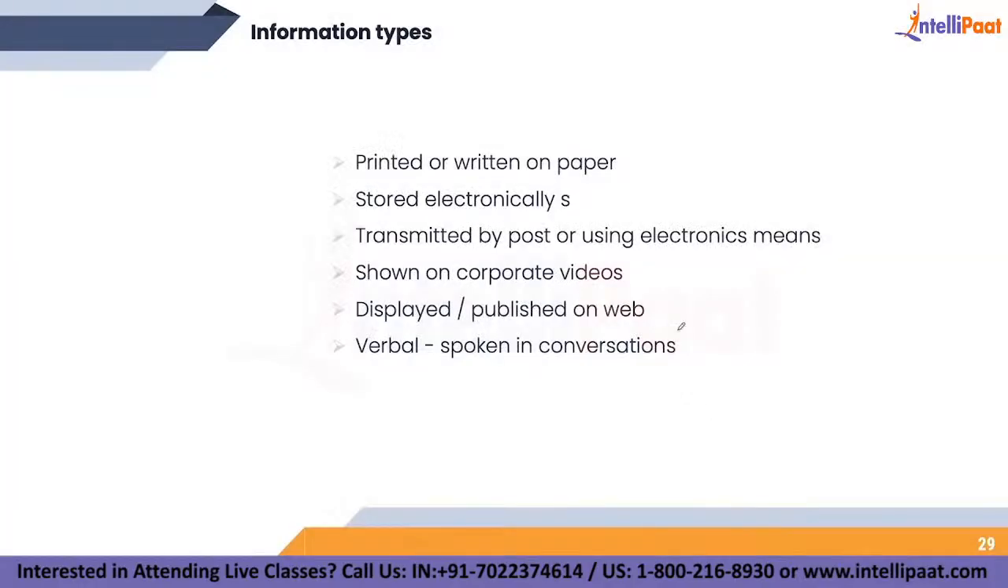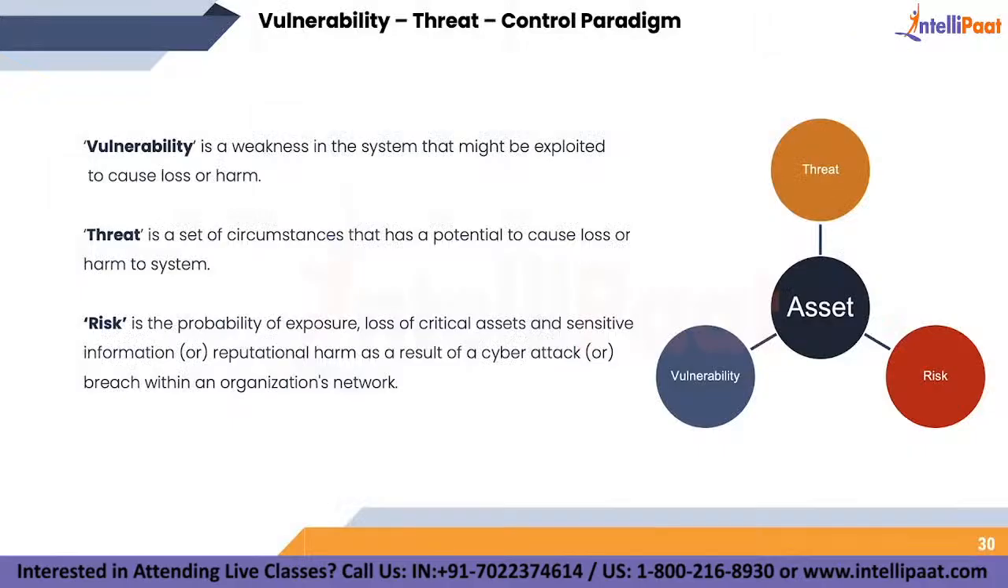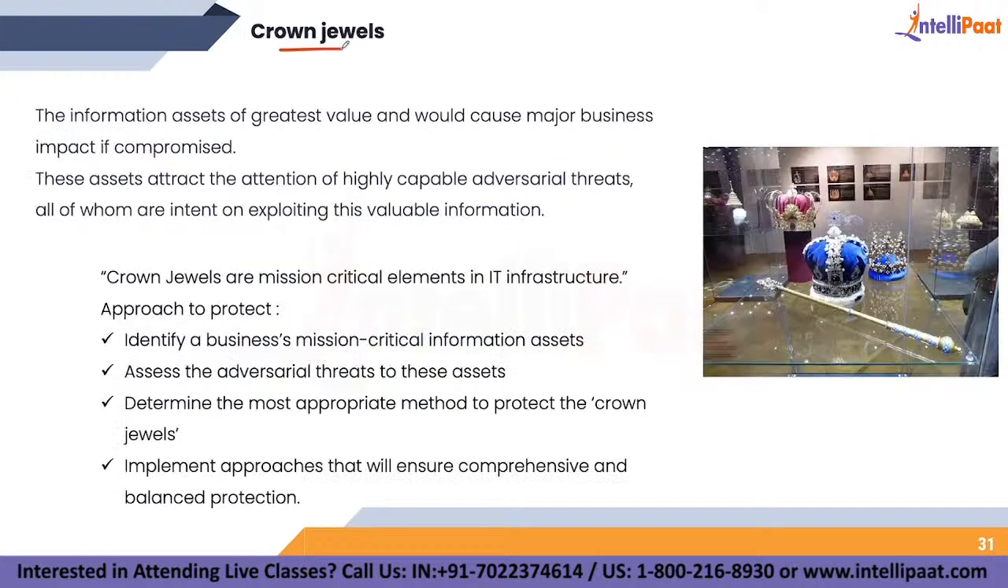There can be different types of information, like printed, stored, transmitted by post, or shown on videos or on a display. So that's about assets. Now these assets might consist of vulnerabilities. How do you define a crown jewel? Have you ever heard about a crown jewel? You might have 100 properties or 100 assets with you, but out of which the topmost valuable assets will be one or two or three, right?